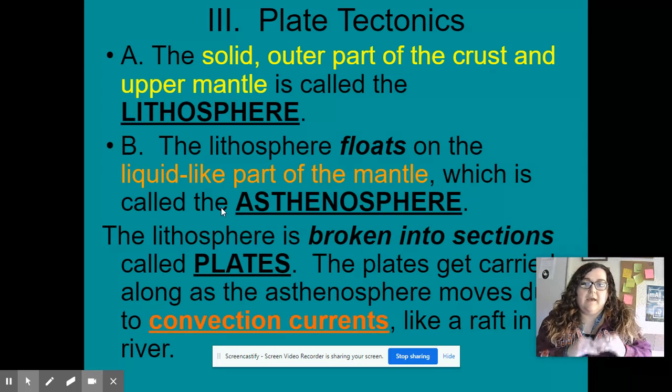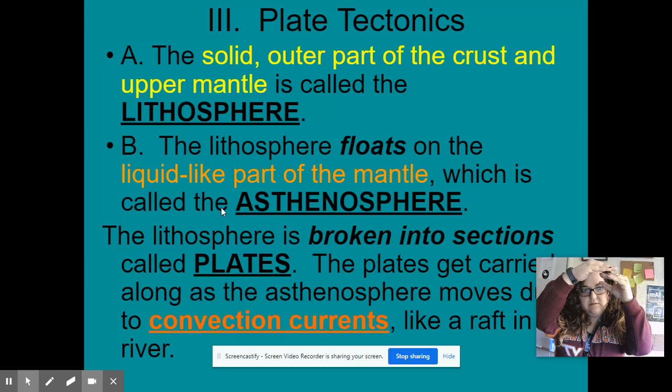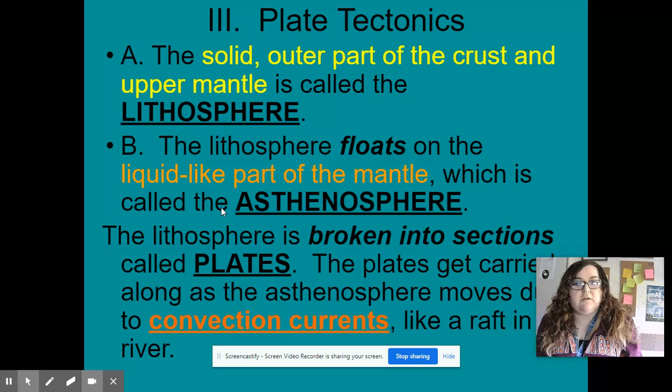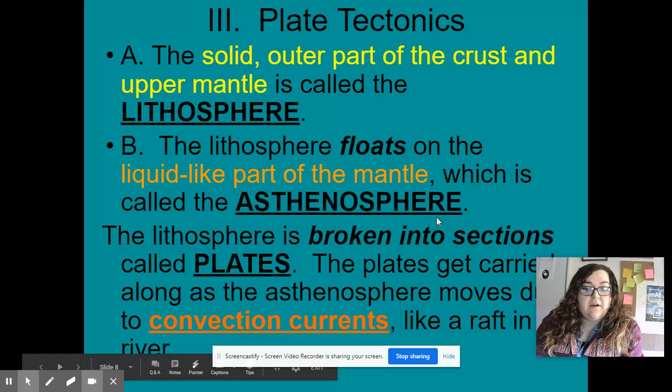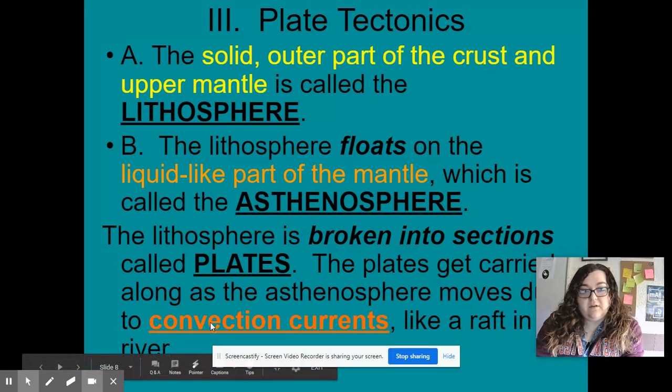So it's like we have the mantle, and then we have the crust, and the crust is kind of broken down. We have that boundary between the mantle and the crust. So this is the asthenosphere, mantle. So we have that in-between section, and then we have the lithosphere, which is the top hard part of the crust. So the lithosphere is broken into sections called plates. So the plates get carried along as the asthenosphere moves with the convection currents, like a raft in the river almost.